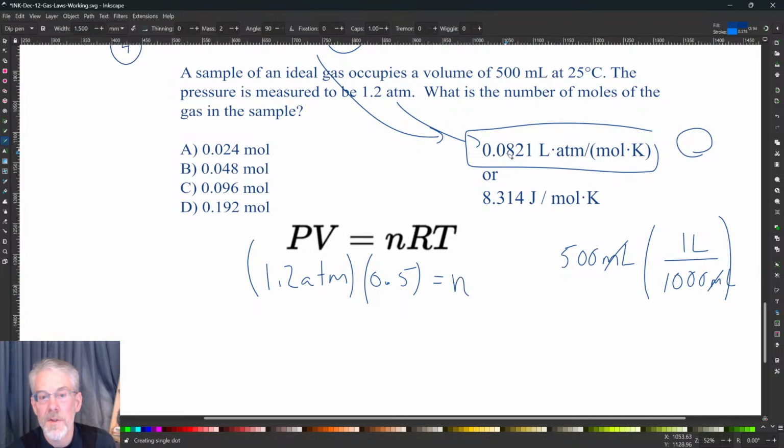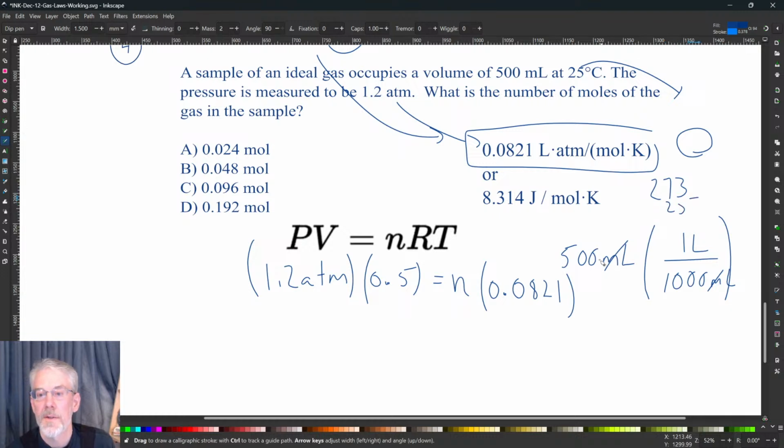R, we have to use this one because we have atm. I'm not going to write all the units out. And temperature, did we get 25C? So now we've got to change that to Kelvin. 25 plus 273. Yeah, so 298.